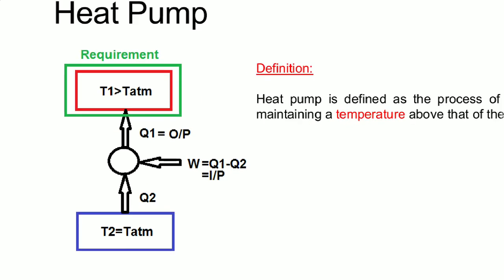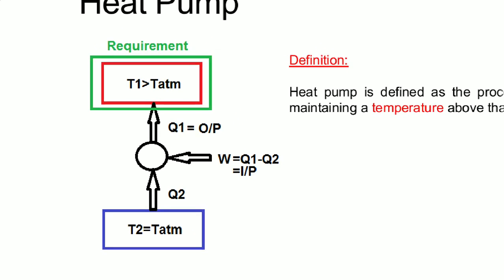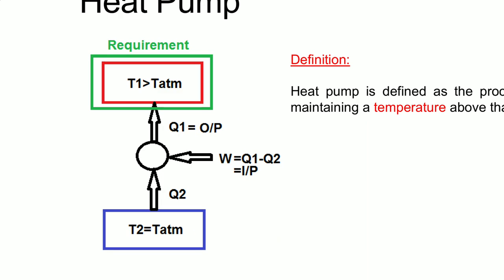Now heat pump is shown by block diagram. Here you can see this is the block diagram of heat pump, in which T2 is the atmospheric temperature and T1 is the temperature to be maintained above the atmospheric temperature. So T1 is our requirement, and here the amount of heat added into the room or closed space is called Q1. So Q1 is the output of the heat pump.